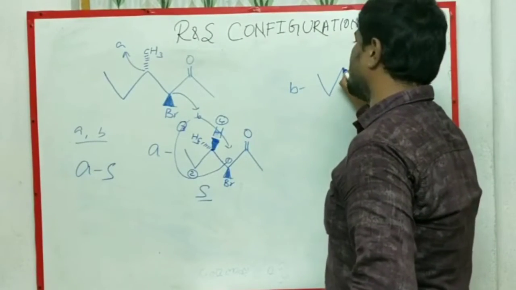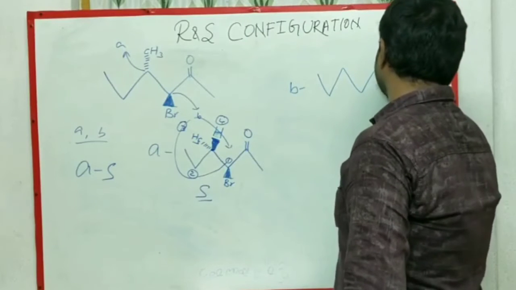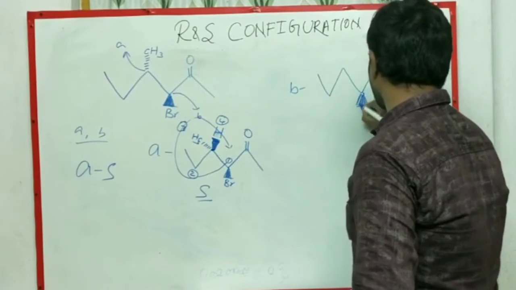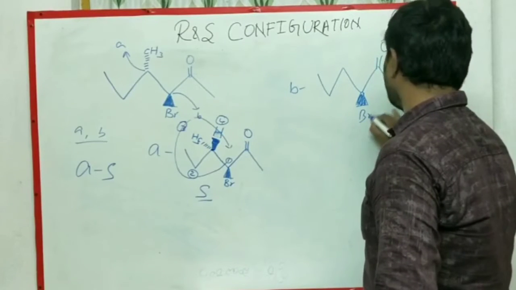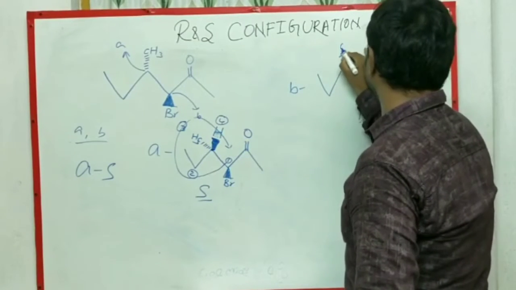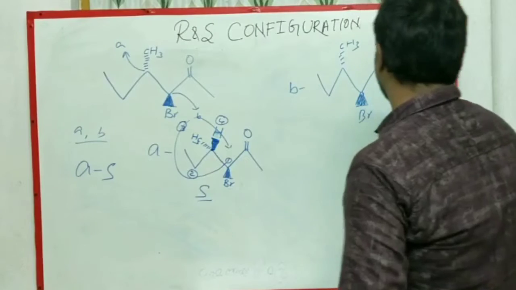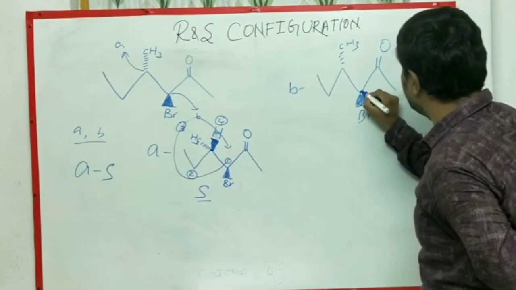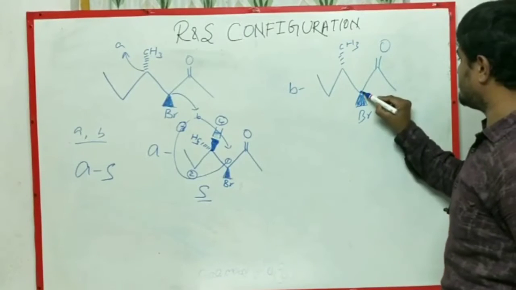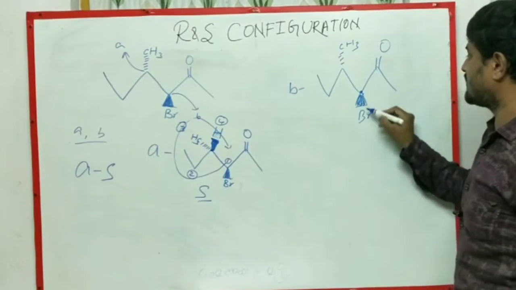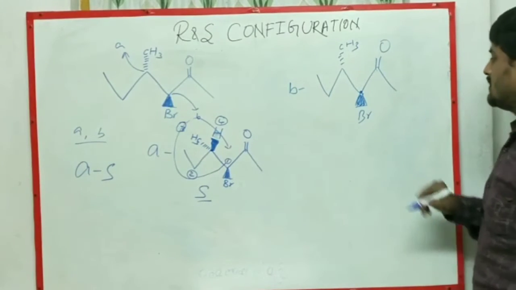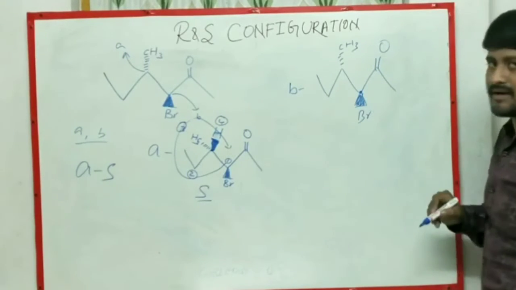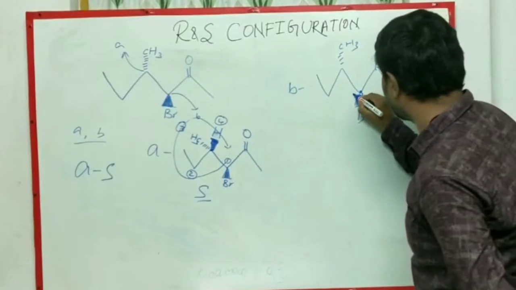Here bromine, here CH3. Okay. In that case, here the carbon atom has 4 valencies. 2 valencies are first, second, third. Fourth one hydrogen. Then here first, second within the plane, third above the plane, fourth one below the plane.